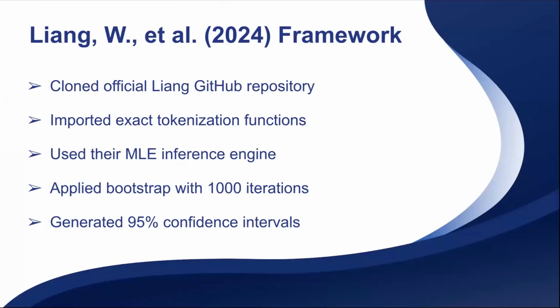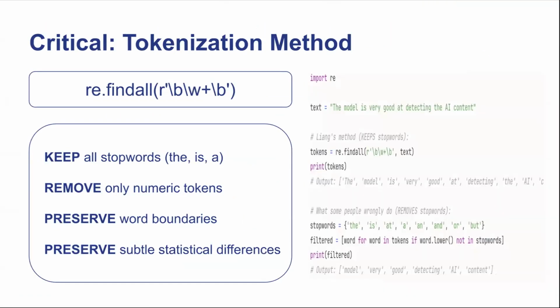So here's the methodology behind this. Again, for this study of the large-scale statistical framework, we referred to Liang's paper, where we cloned their official GitHub repo, looked at their code, and imported their exact tokenization functions, used their maximum likelihood estimate inference engine, and then finally applied 1,000 bootstrap iterations and a 95% confidence interval, which we will get more into later.